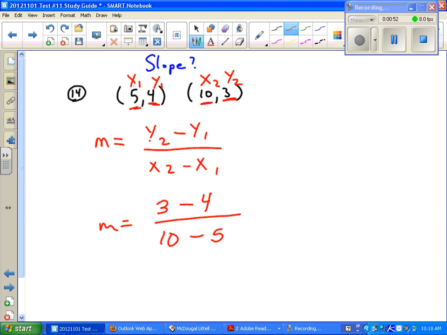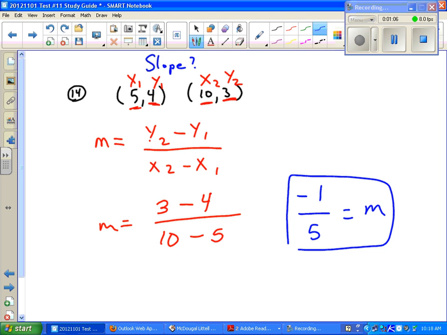So the slope is 3 minus 4. When you subtract 4 from 3, you get negative 1. And 10 minus 5, you get positive 5. So your slope for number 14 is negative 1 over 5.